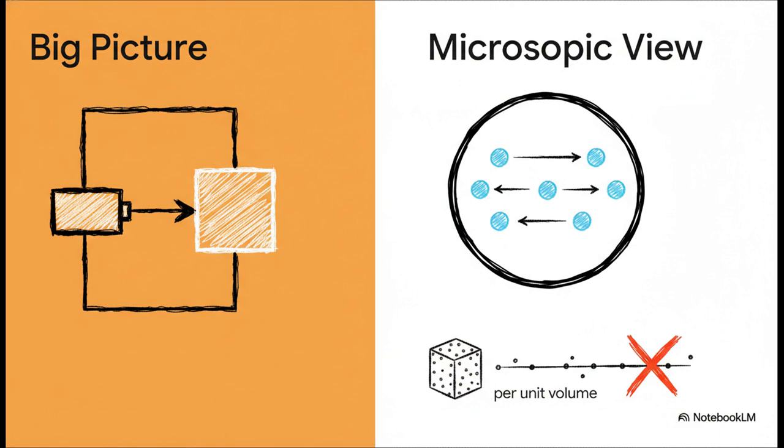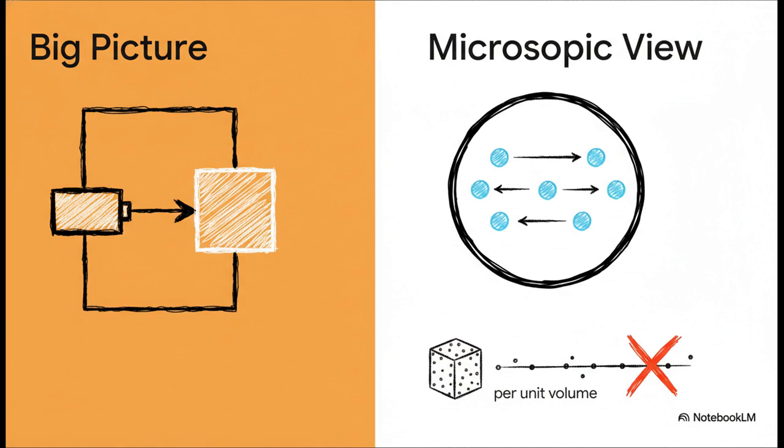So on this slide, we've got our two key equations for current. The first one, Q equals I t, that's our big picture macroscopic view of things. But the second one, I equals A n v q, lets us zoom all the way into the microscopic level. And this is where examiners love to set a common trap.